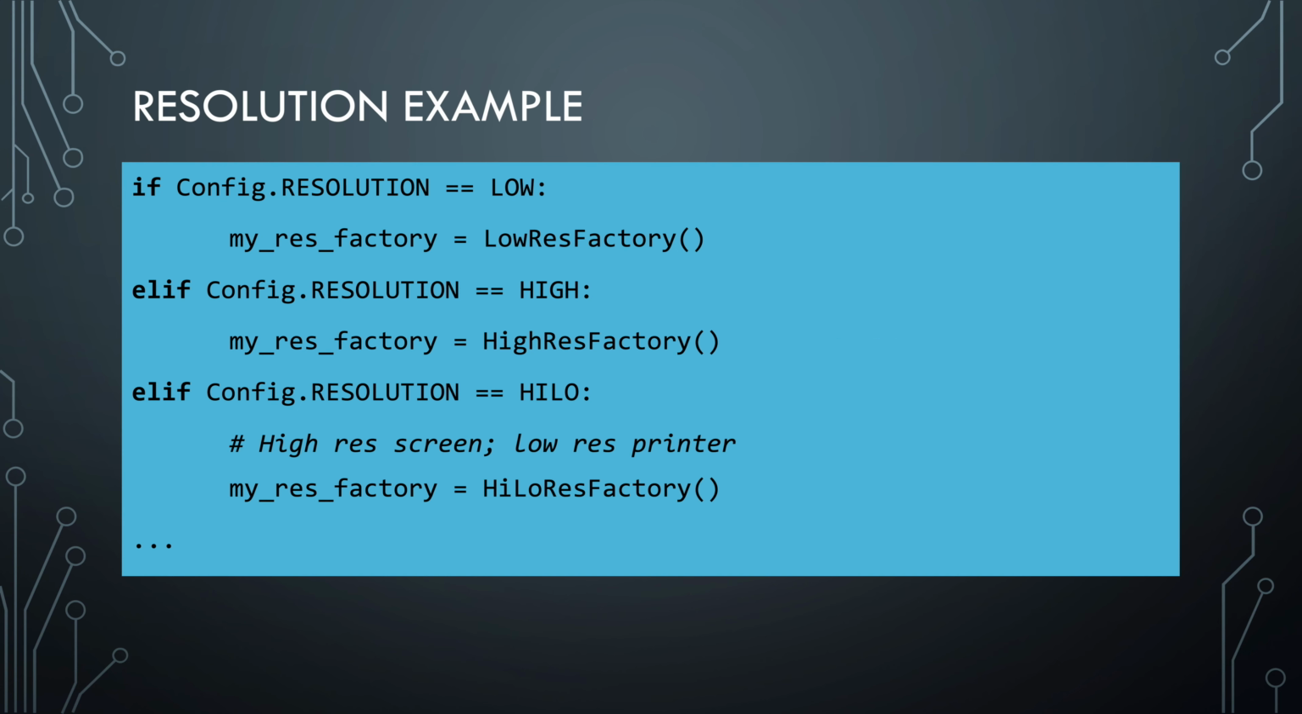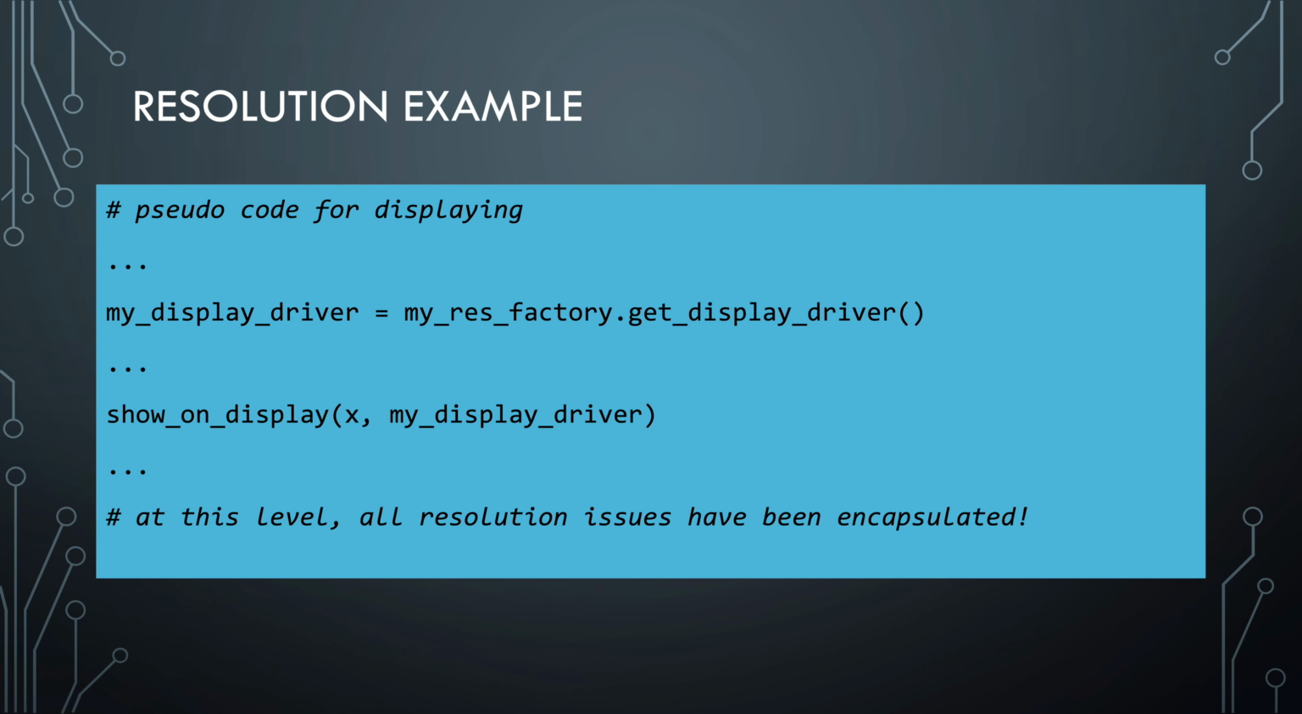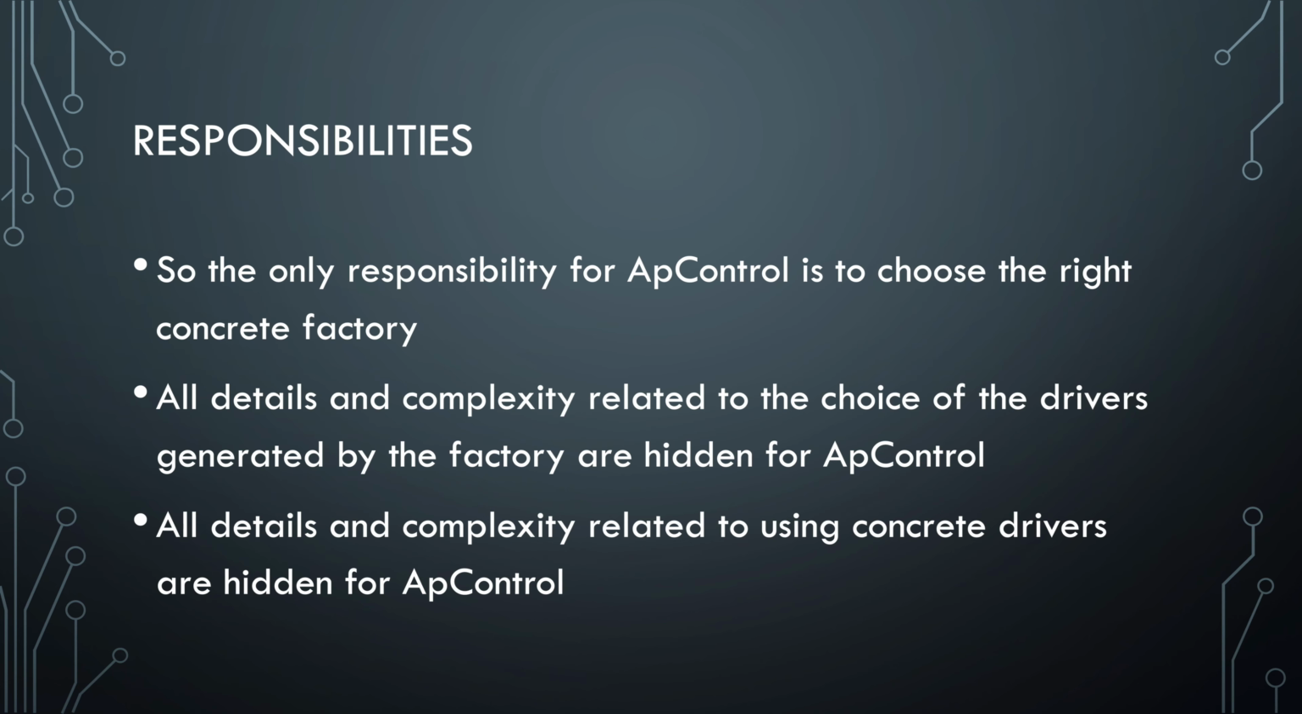And the app control class then chooses the right factory depending on the desired configuration. Later on, it retrieves the drivers from the factory and does something with them. As a result, the context class app control no longer needs to worry about creating particular drivers. It simply asks the factory to do that work. So app control's only responsibility now is to choose the right factory.